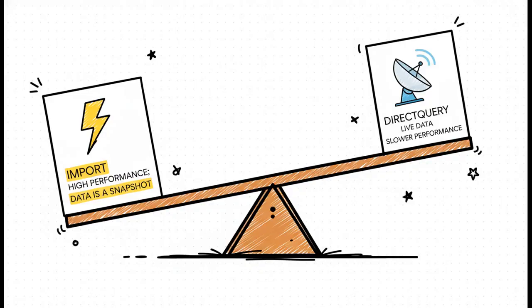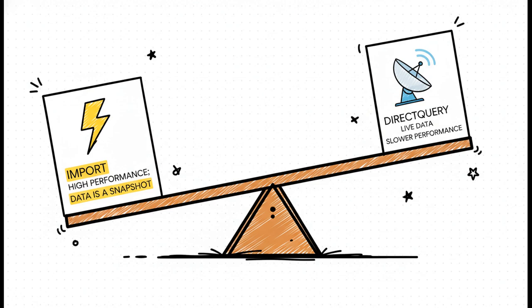So it all boils down to this fundamental choice you have to make. It's really all about speed versus freshness. With import, you're picking speed and power, but you're sacrificing live data. With direct query, you're picking live up to the second data, but you're giving up some of that snappy performance.